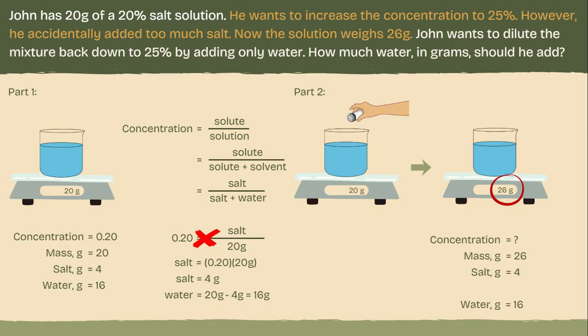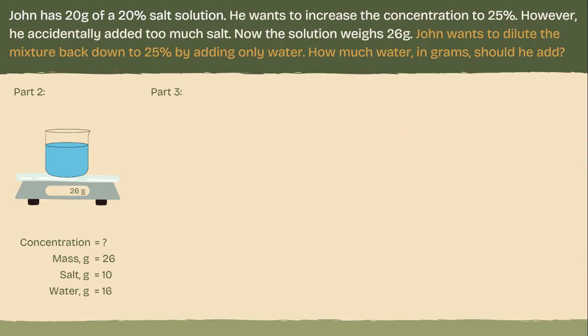For the salt, originally there were 4 grams. Again, John only added salt. Therefore, the mass difference of 26 grams and 20 grams is the amount of salt John added. The total amount of salt is now 4 plus 6 equals 10 grams. We can also verify this by subtracting the amount of water, 16, from the total mass, 26. 26 minus 16 is equal to 10 grams of salt. Now let's move to the final part.